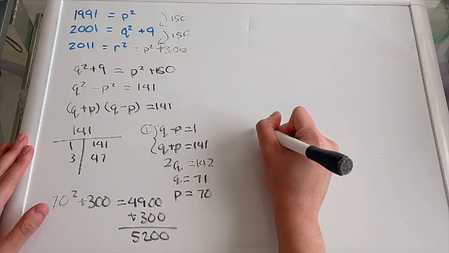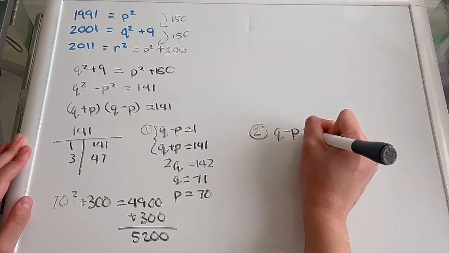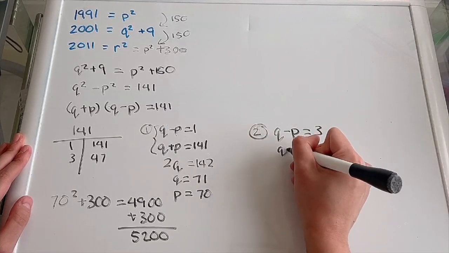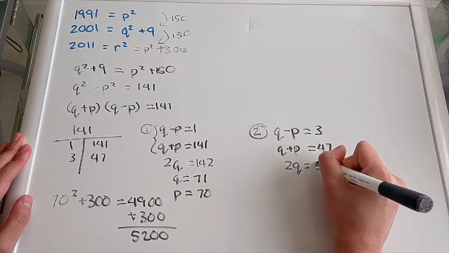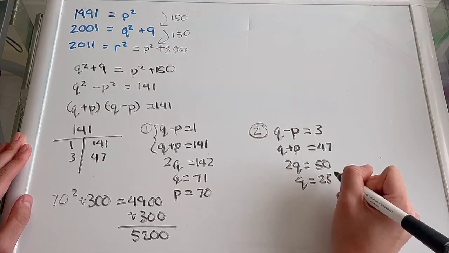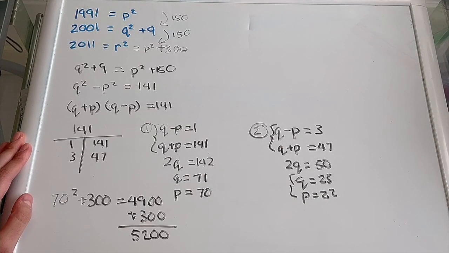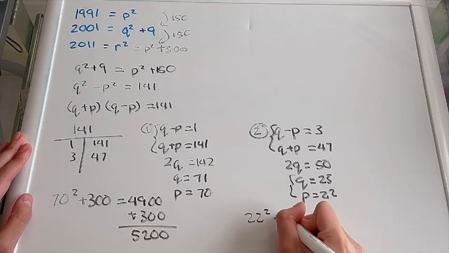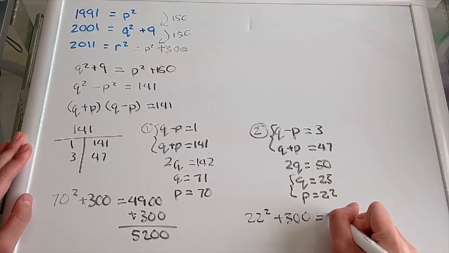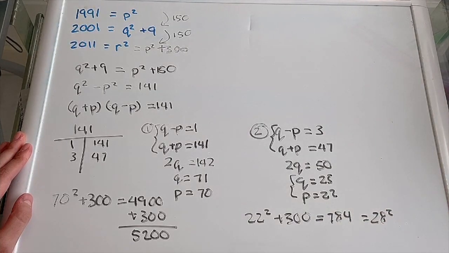So moving on to our next case, where it would be 3 times 47. Again, q minus p would equal 3, and q plus p is equal to 47. 2q is equal to 50, and q is equal to 25, while p is equal to 22. From here, we do the same thing, and we see that 22 squared, like p squared, and then you add the 300, is equal to 784. And we know that this is equal to 28 squared. So this is a square, and so this is the correct pair.